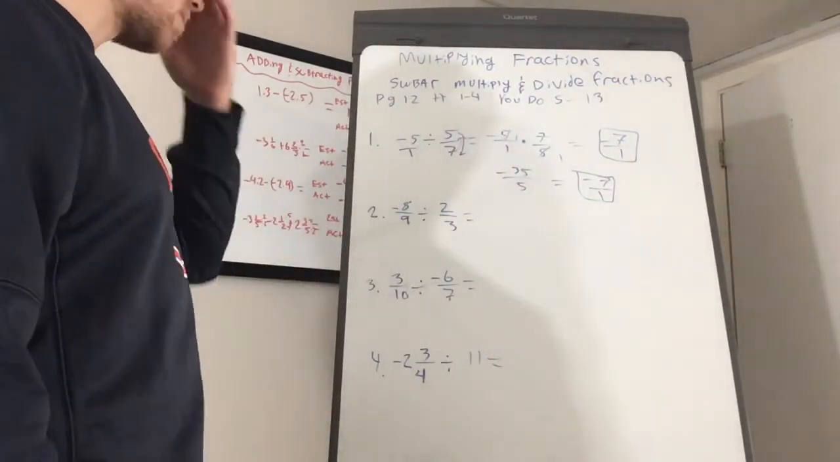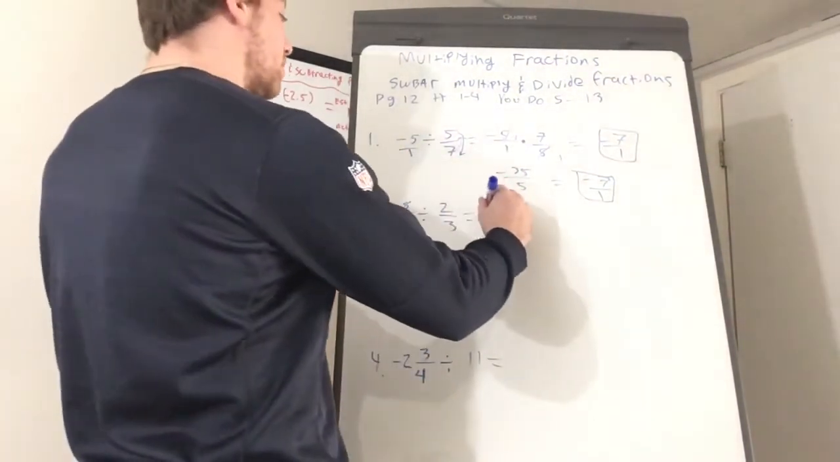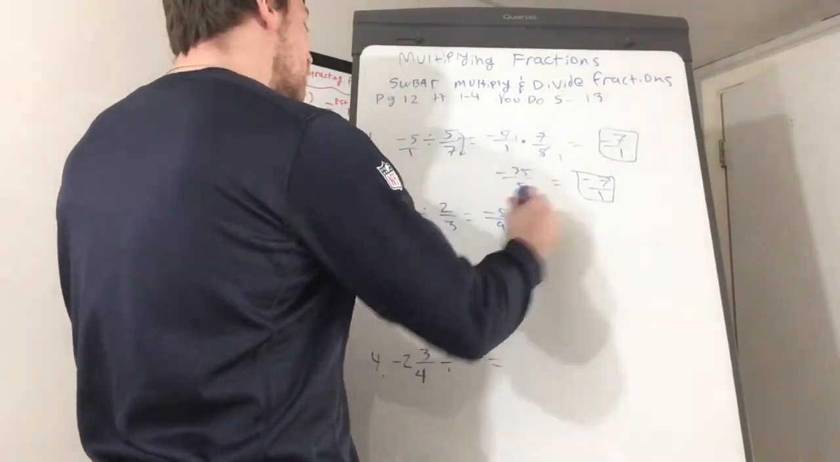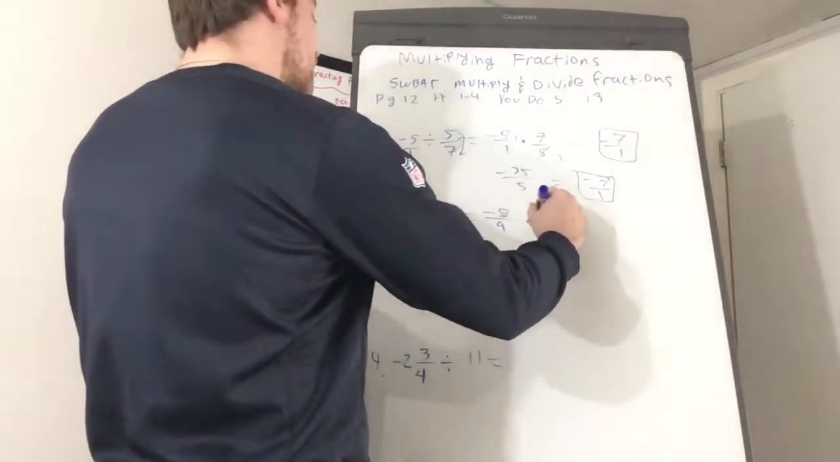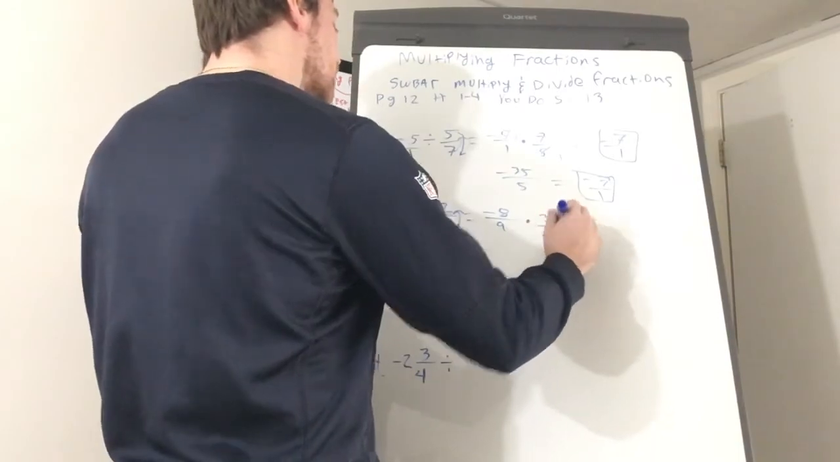Okay, so now let's look at number 2. Looks like it's just straightforward. So first thing you're going to do, rewrite the problem. Negative 8 over 9 times, flip this, 3 goes in the numerator, 2 goes to the denominator. We get positive 3 over 2.